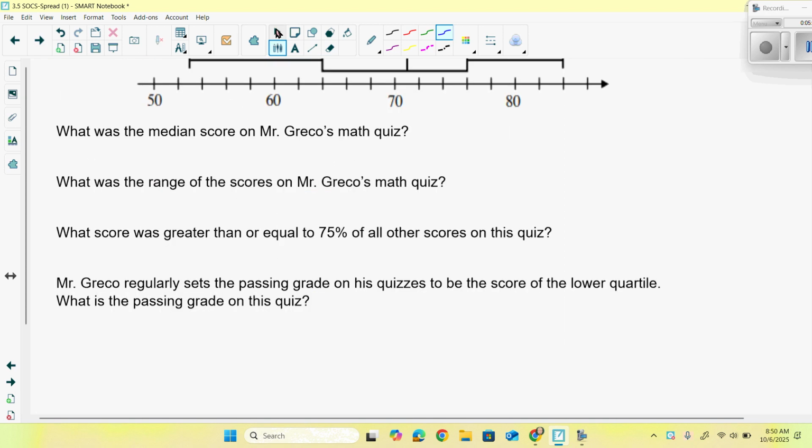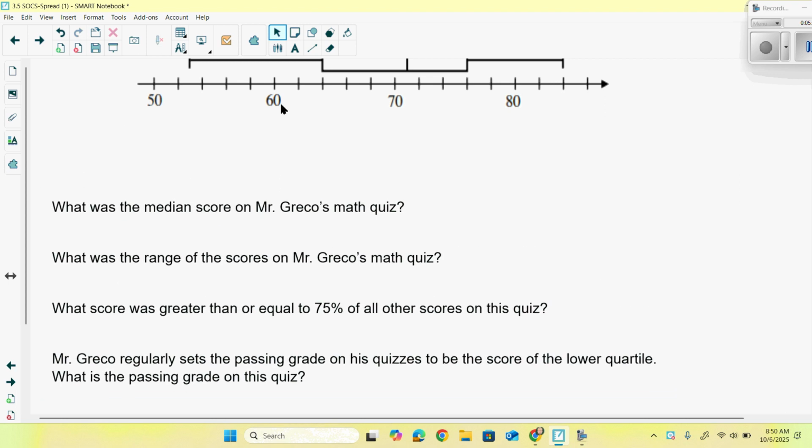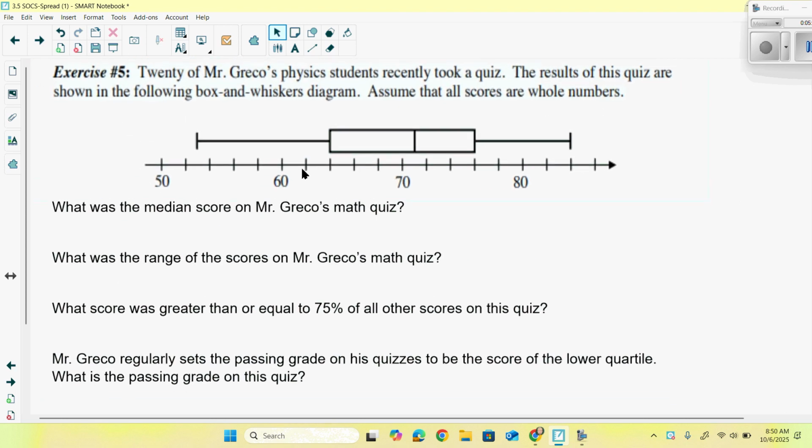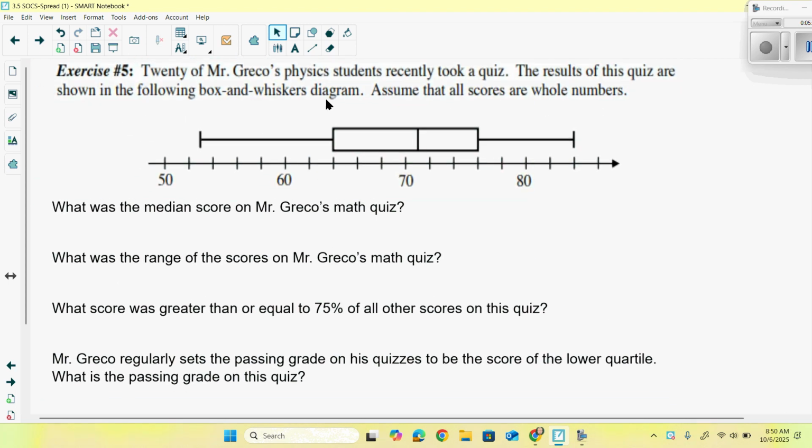Now, let's take a look at some data, some made up data, obviously. 20 of Mr. Greco's physics students recently took a quiz. Here's our results as far as a 5-number summary. And let's answer some questions. What was the median score?